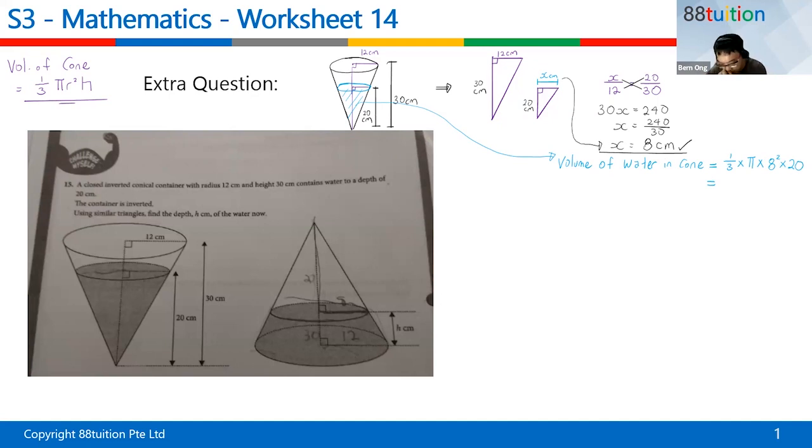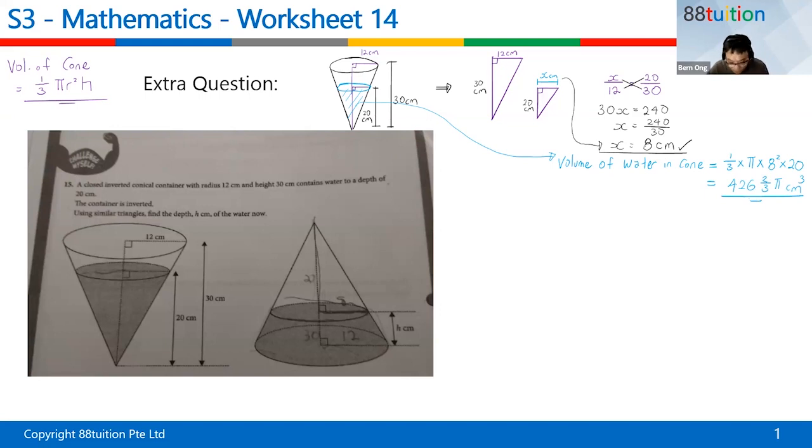If I press my calculator, 1/3 times 64 times 20, what do I get? Let me press 1/3 times 64 times 20. That will give you 426 and 2/3. I put it in terms of pi, so I leave it as pi like that. Can you see now? cm cubed. So this is the amount of water in the cone. Can or not?